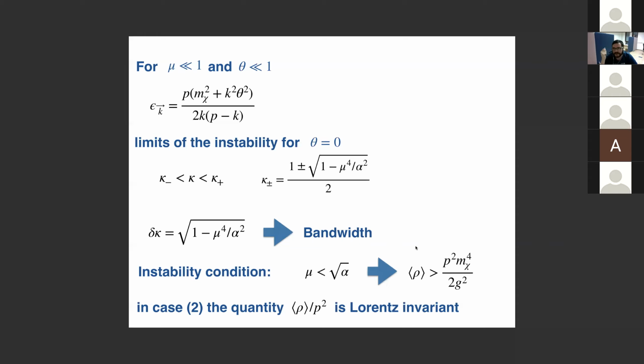Do you mean like what happens in tachyonic instabilities? Yes, tachyonic instability happening at some period of time when the effective mass squared is negative. Okay, I will talk about that later, but in the next slide, what happened is that I demonstrated that this condition is Lorentz invariant. I mean, this rho over p squared is Lorentz invariant if the field is in case 2, when the field is massless.